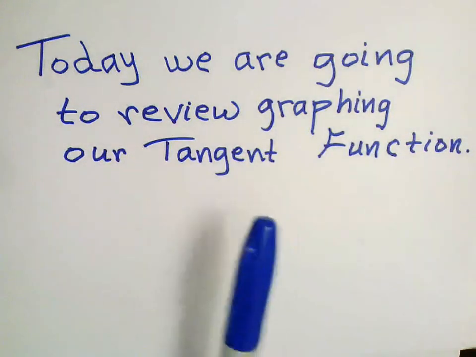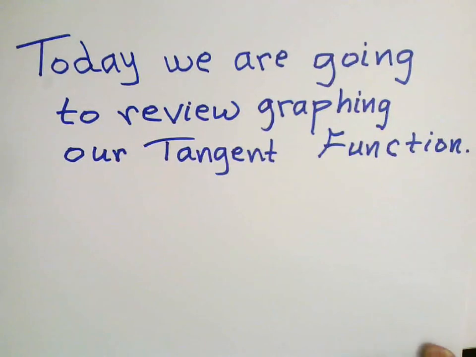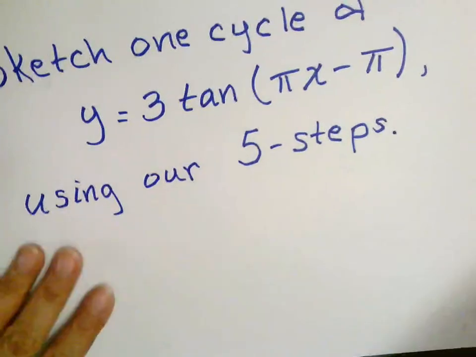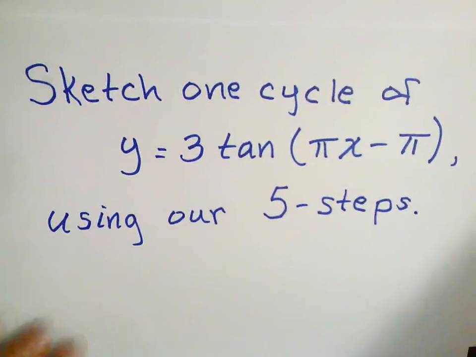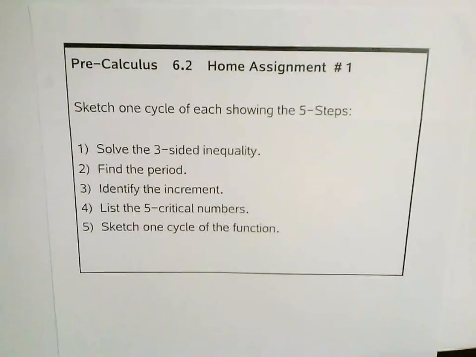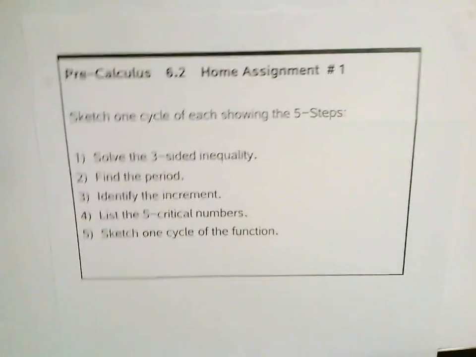Today, we're going to review graphing our tangent function. We're going to sketch one cycle of 3 times tan of the quantity pi times x minus pi using our 5 steps. Let's review our 5 steps again. The first step is solve a 3-sided inequality. Remember to get 1x all by itself in the middle. Number 2, find the period. 3, identify the increment. 4, list the 5 critical numbers. And 5, sketch one cycle of the function.